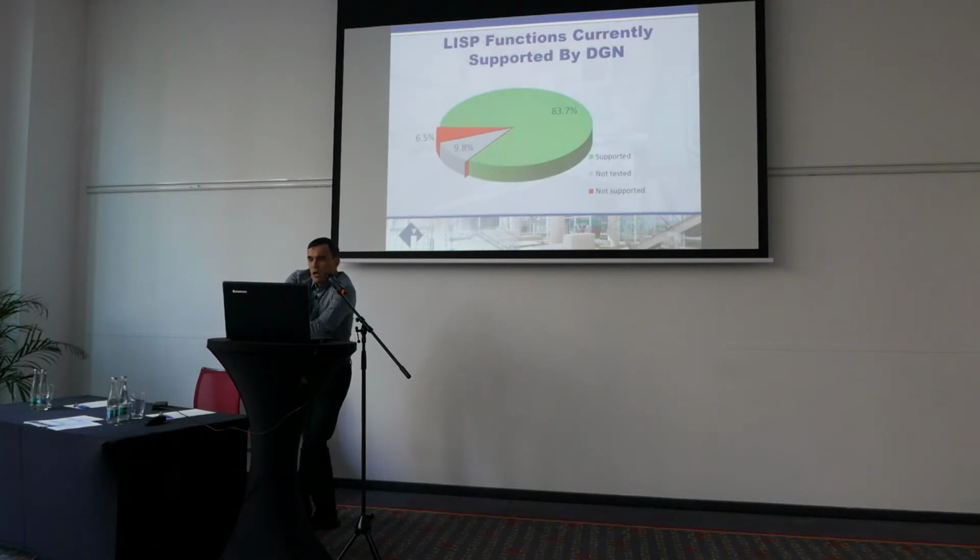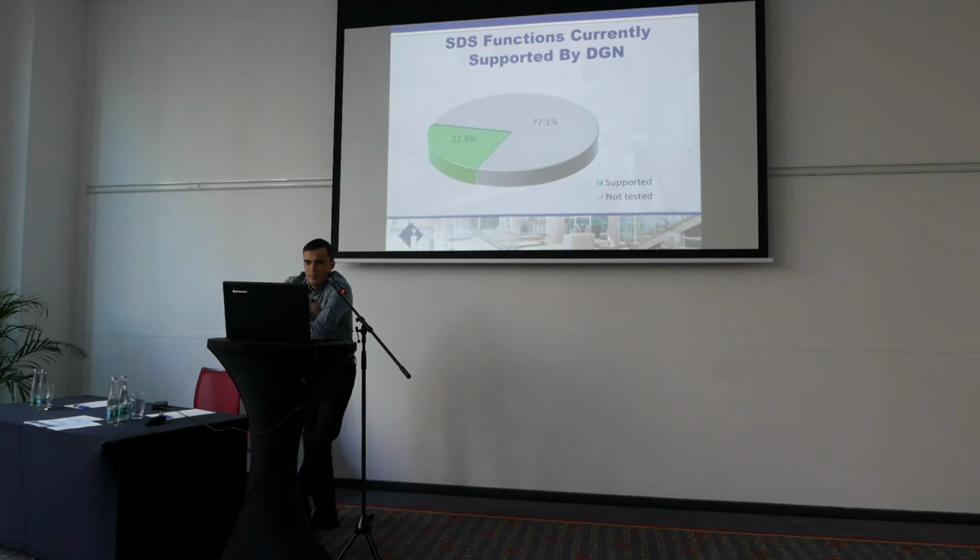Here's the list. After having completed milestone 4, it was calculated that more than 80% of Lisp functions are supported by our DGN mod. Currently, we do not support 7 and haven't tested 10 of the Lisp functions. As for SDS, they haven't been deeply researched yet. Only basic functions are enabled, and right now we have 20% of them working, and the remaining functions have untested status.